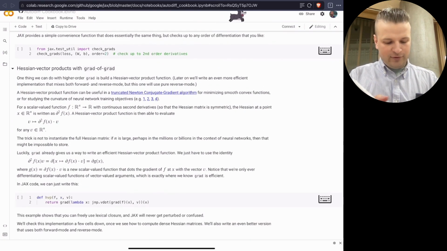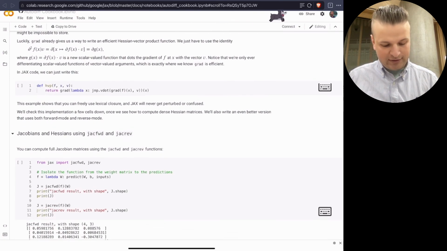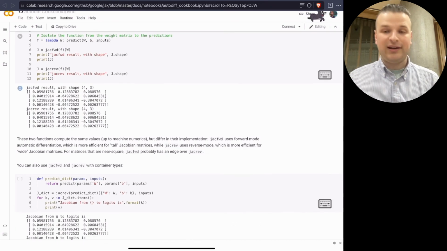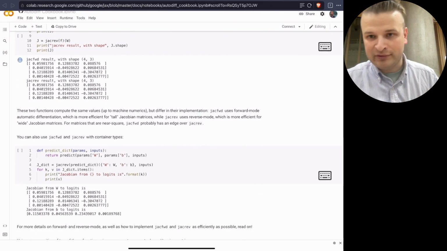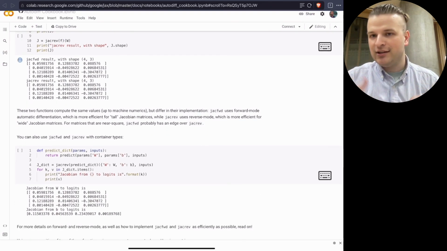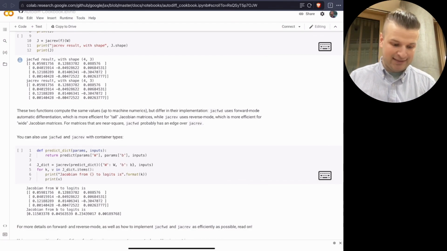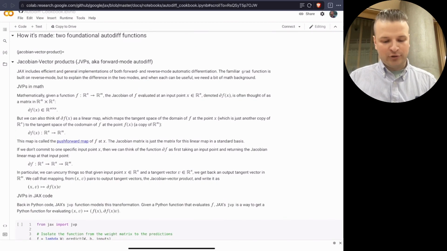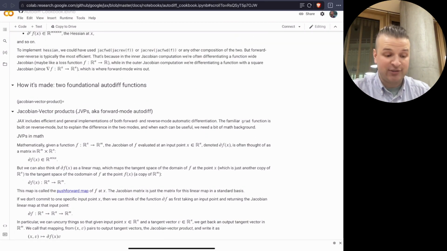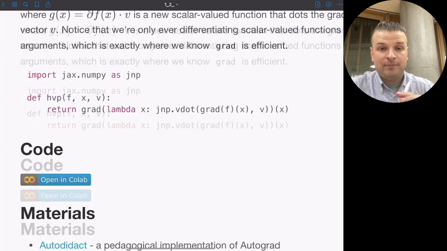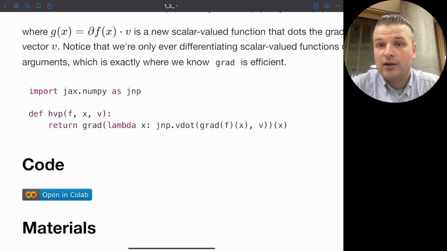And all this stuff like Hessian vector products and all advanced stuff like forward mode automatic differentiation, reverse mode automatic differentiation, etc. So I strongly recommend taking a look at this notebook. That was it for today. Thank you very much.